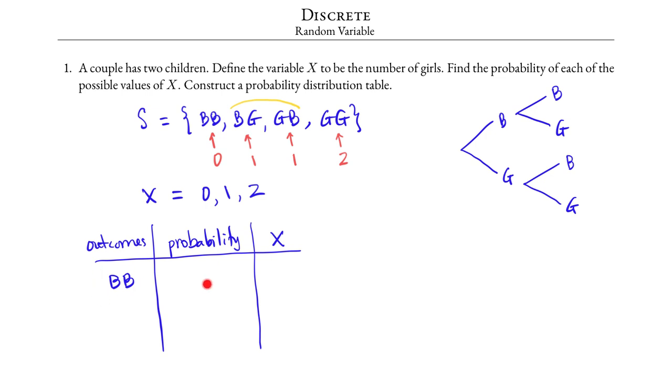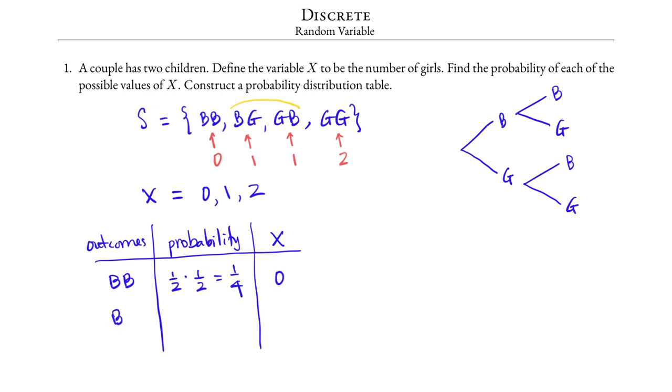For example, for the outcome BB, what is the probability to get BB here? Remember that the events of getting the boy the first time and getting the boy the second time are independent. And so if they're independent, we can multiply their probabilities. The probability of getting a boy the first time, 50-50, is 1/2, times the probability of getting a boy the second time, 1/2, and so that is 1/4. X is the number of girls. In this case, x equals 0.